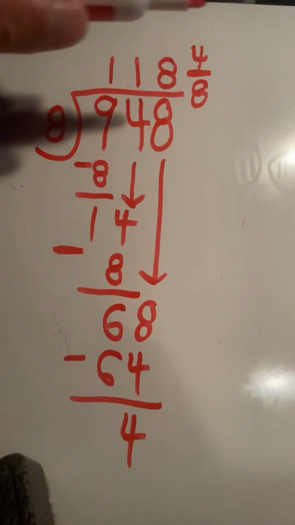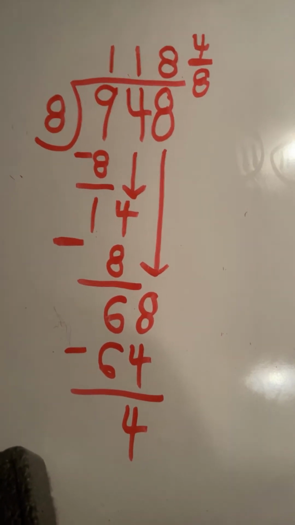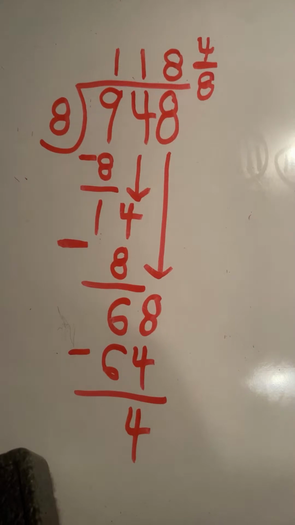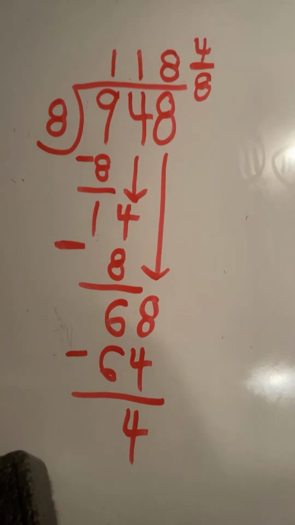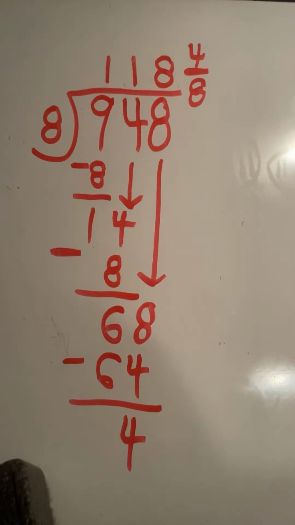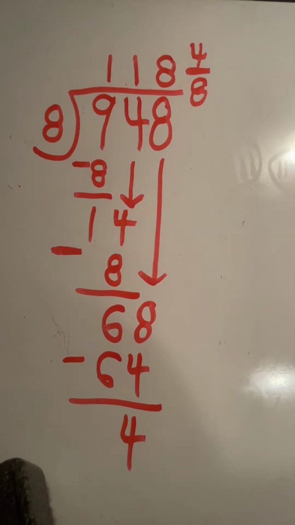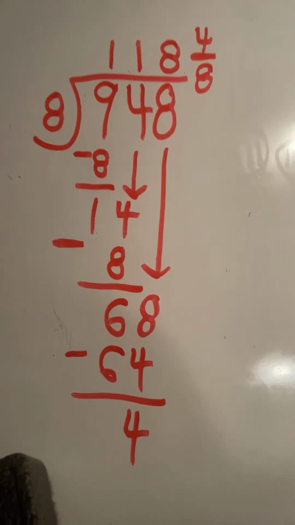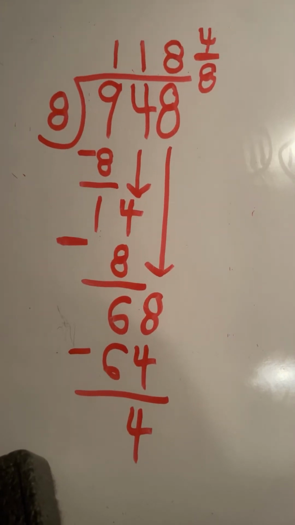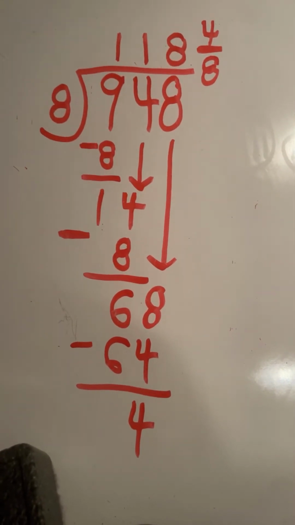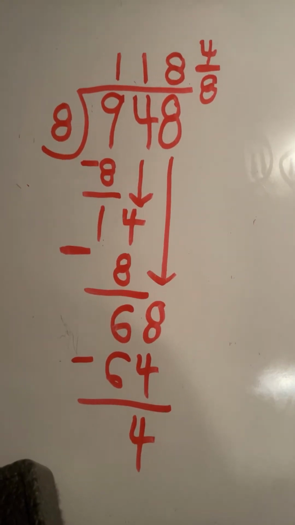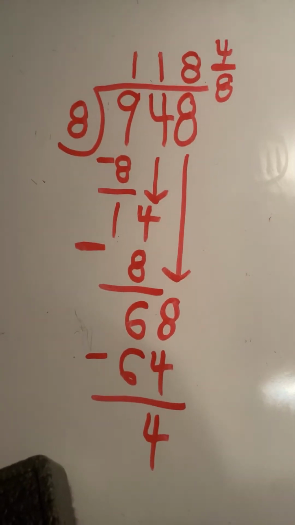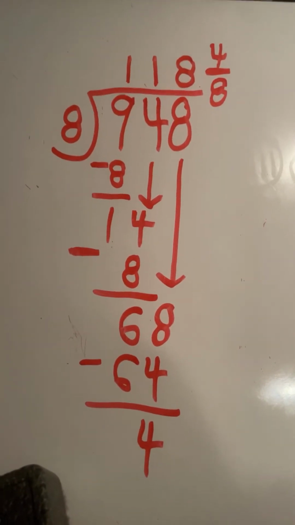Now, the fraction 4/8 is not in lowest terms. That can be reduced further. 4/8 is equal to 1/2, so 118 and a half would be another way to write the answer if we wanted to write the answer in lowest terms. But I usually keep reducing fractions as its own live stream. Reducing fractions to lowest terms is its own live stream. So for all intents and purposes, we're going to leave this as the final answer. Even though 4/8 can be reduced, 948 divided by 8 equals 118 and 4/8.